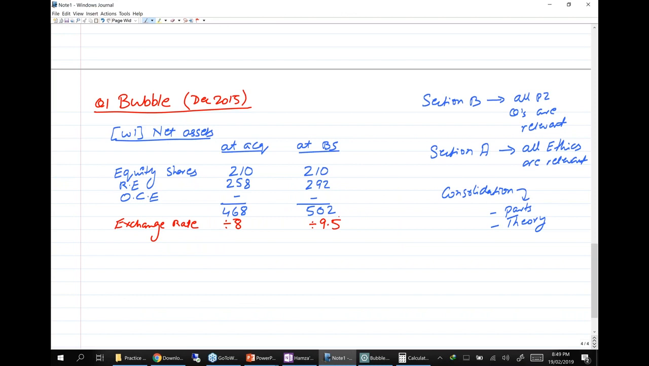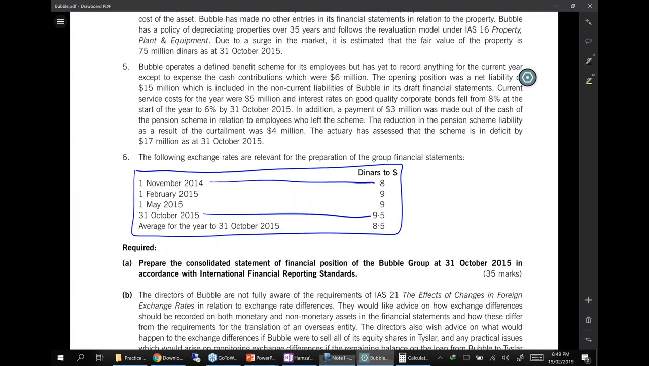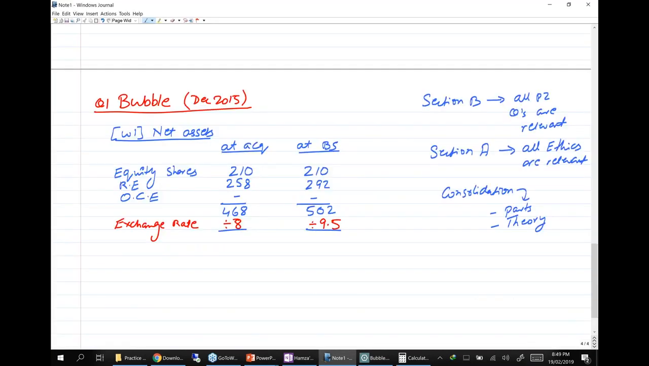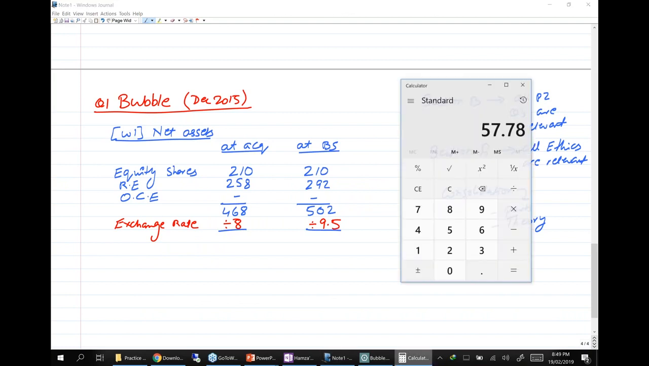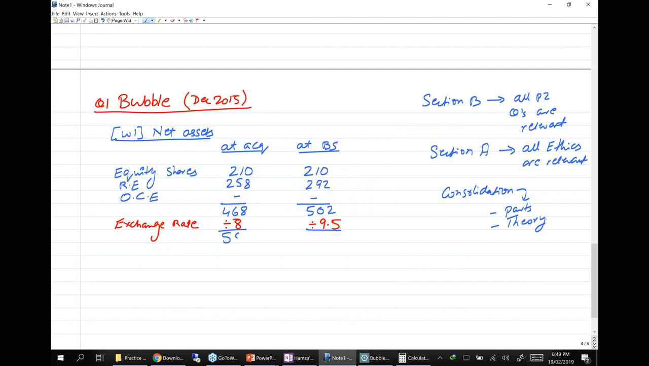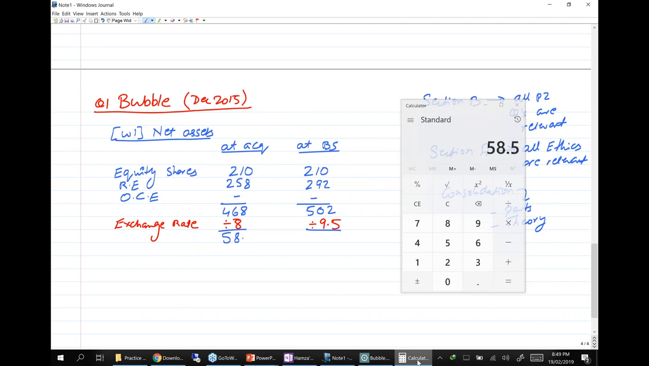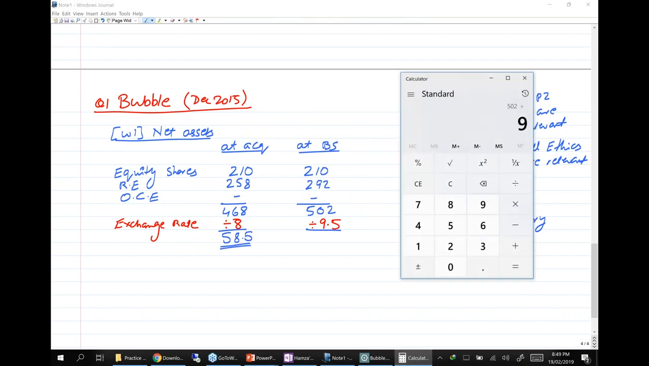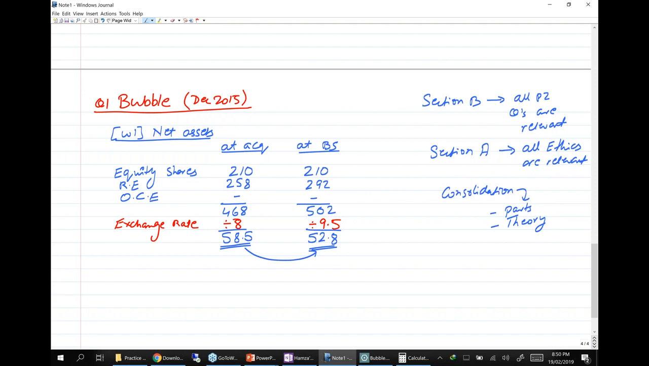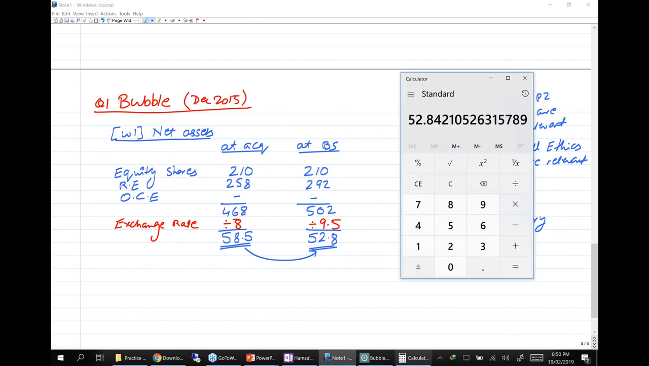Okay, so now let's calculate the values. 468 divided by 8 is 58.5, and 502 divided by 9.5 is going to be 52.8. So this means that we are at a loss this time. Loss of how much? 52.8 minus 58.5. So we are at a loss of 5.7 million.